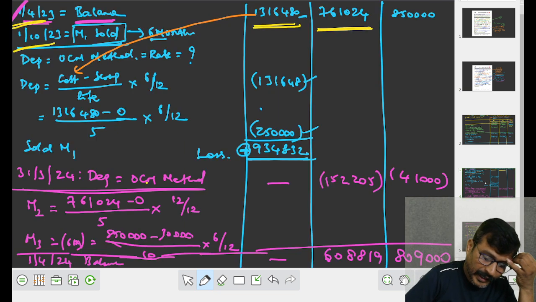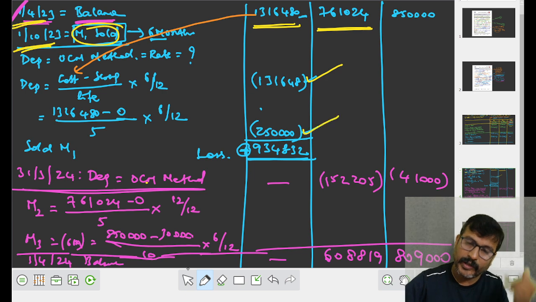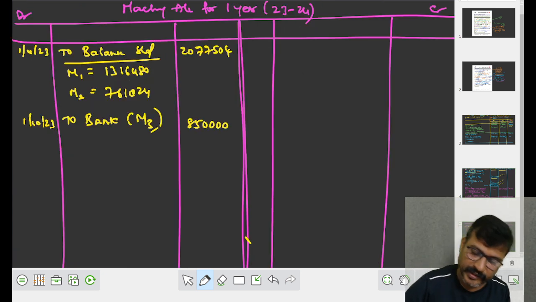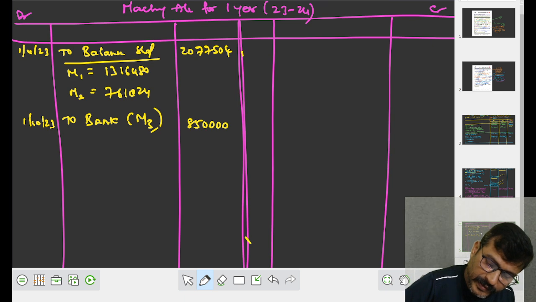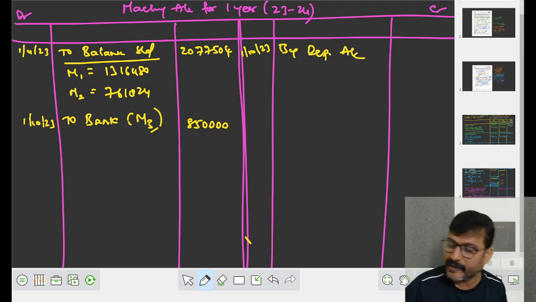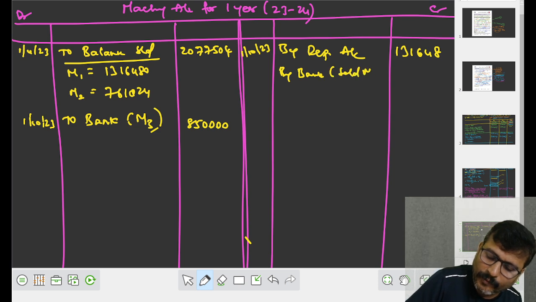बाद में क्या किए? October 23 you have sold M1. When you sold M1, you got a depreciation, you got a sold value, you got a loss value. All these items are to be credited to your machinery account. 1,31,648, on what date? On 1st October 23, by depreciation account 1,31,648. By bank, as sold M1.